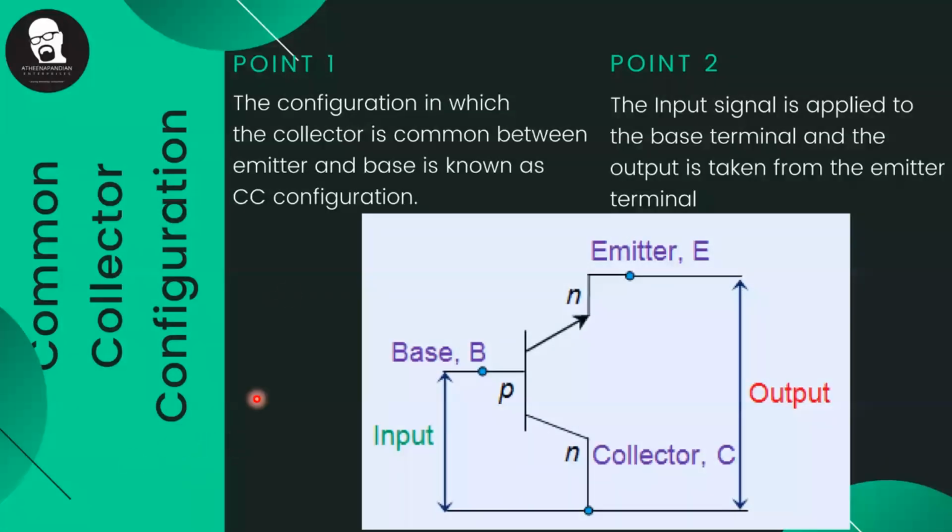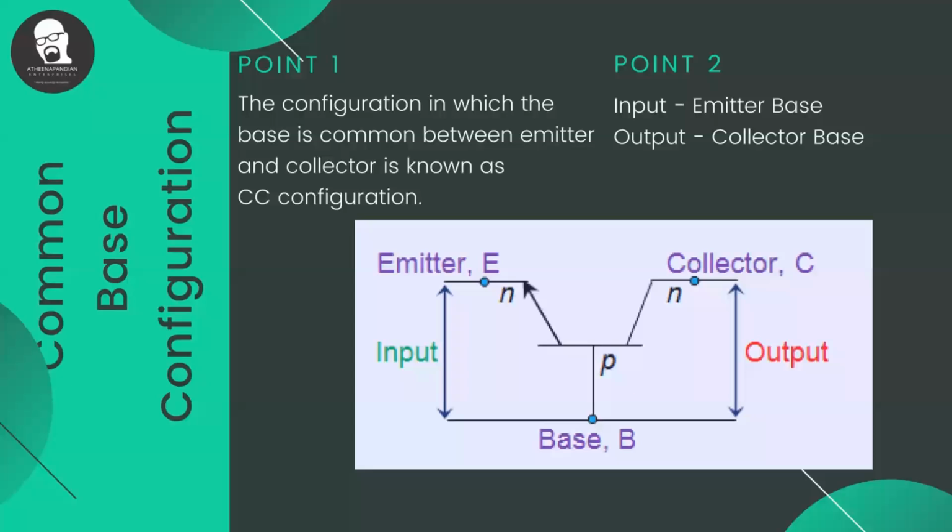Common collector configuration. Point 1 is the configuration in which the collector is common between emitter and base, known as CC configuration. Point 2 states that the input signal is applied to the base terminal and the output is taken from the emitter terminal. And this is the symbol diagram of the common collector configuration.